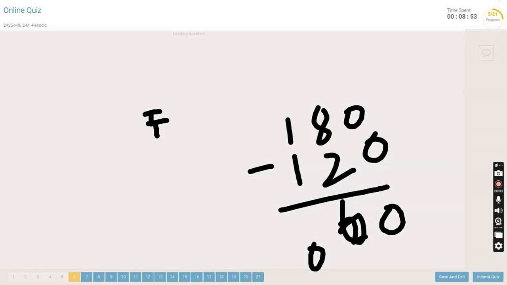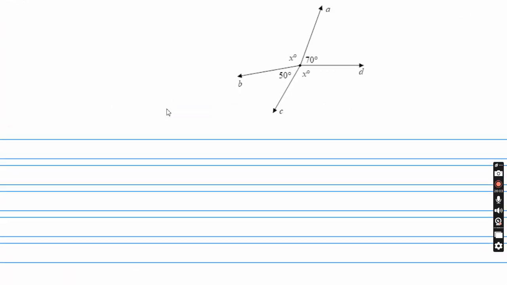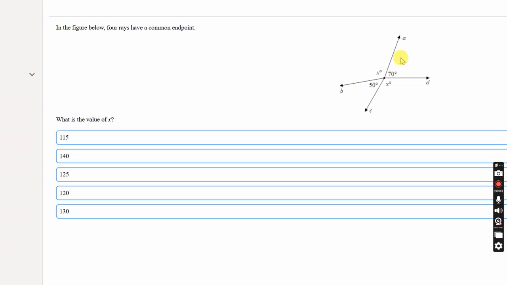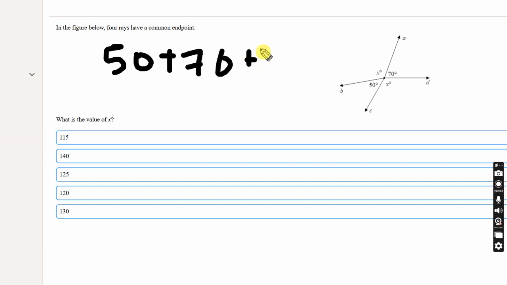Let's go to the next one. Here, as you can see, whenever you have all of these lines and they have a lot of numbers between them, try to draw a circle around it. If you make a complete circle, that is equal to 360. So add them all up, 50 plus 70 plus x plus x, is equal to 360.